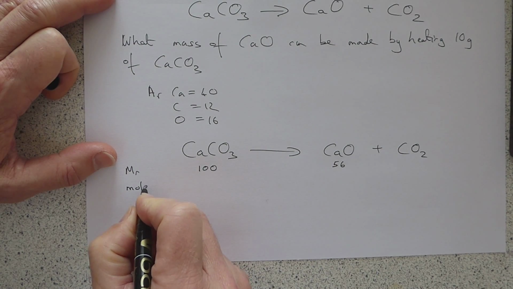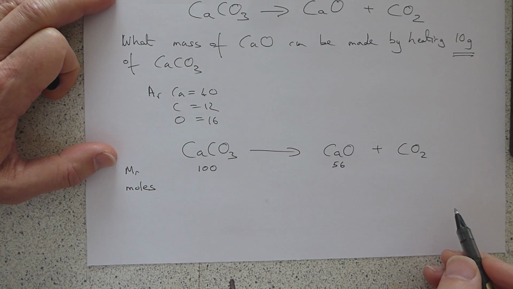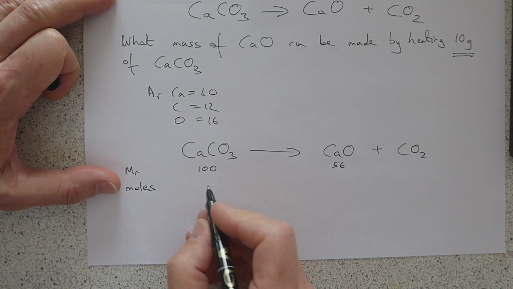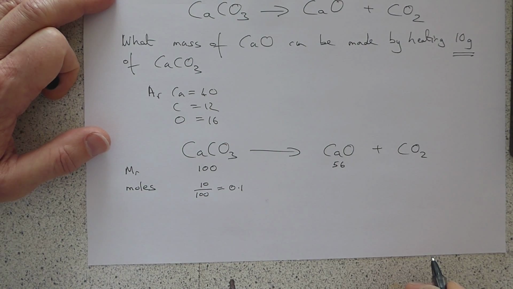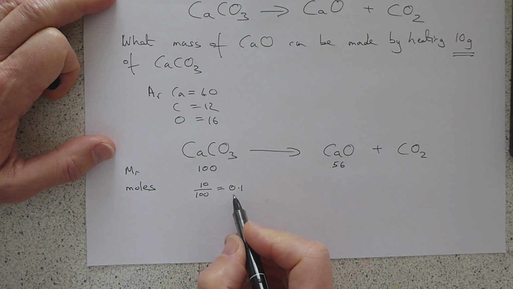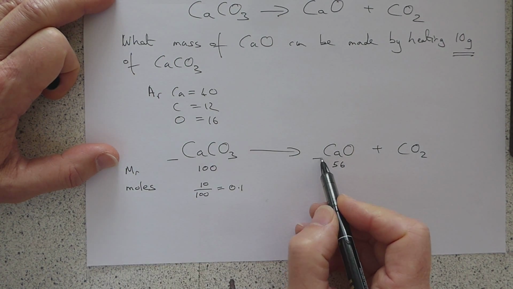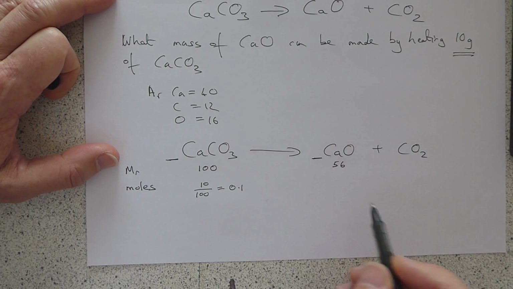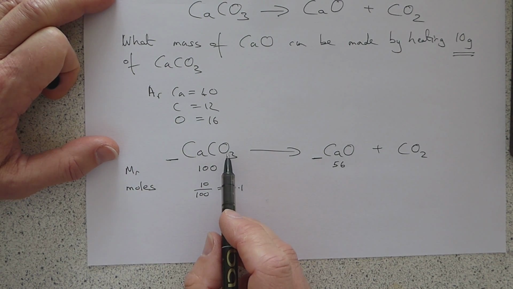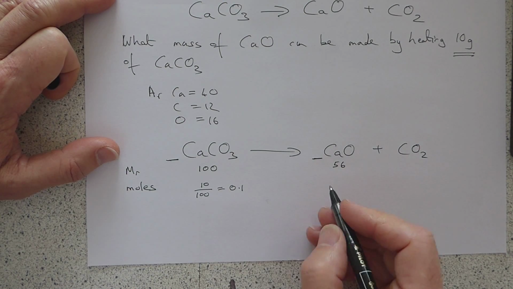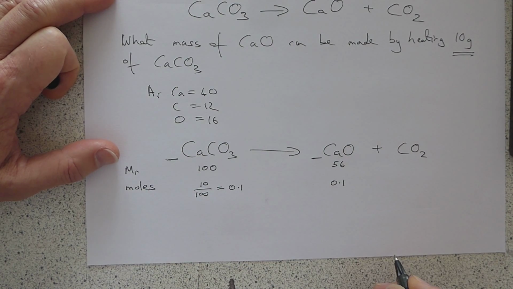Having worked out the MR, I then work out the moles. Well, I'm told in the question I have 10 grams of calcium carbonate. So I have to work out the moles, mass over MR, 10 over 100, which is 0.1. Now, if I start off with 0.1 moles of calcium carbonate, this equation has no numbers in front of the reactants and products. 1 calcium carbonate makes 1 calcium oxide. That means a mole of calcium carbonate would make a mole of calcium oxide. So 0.1 moles of calcium carbonate would make 0.1 moles of calcium oxide.